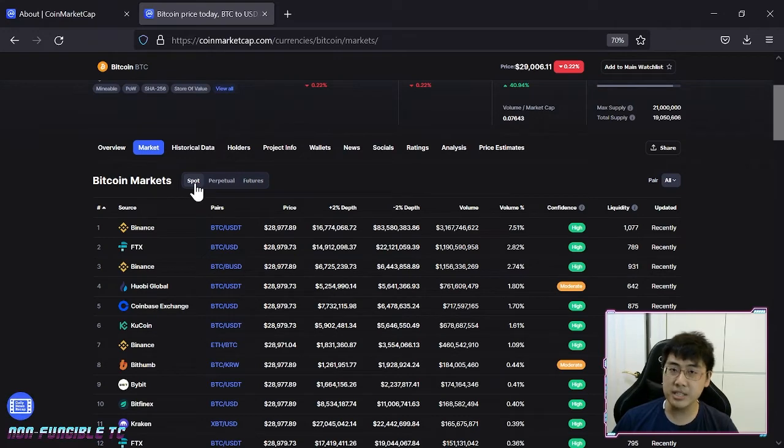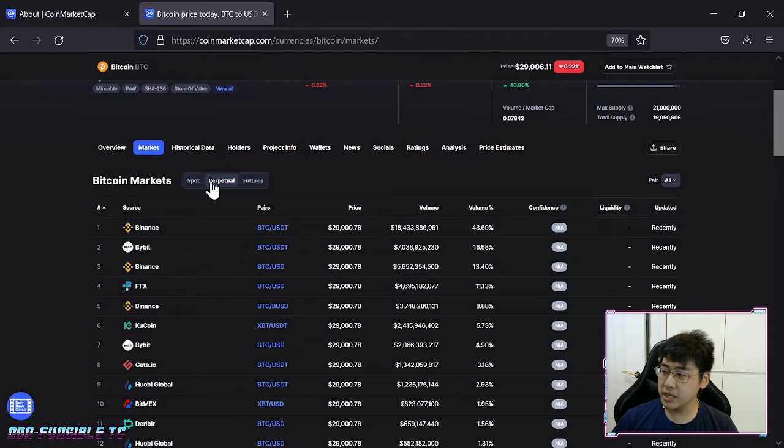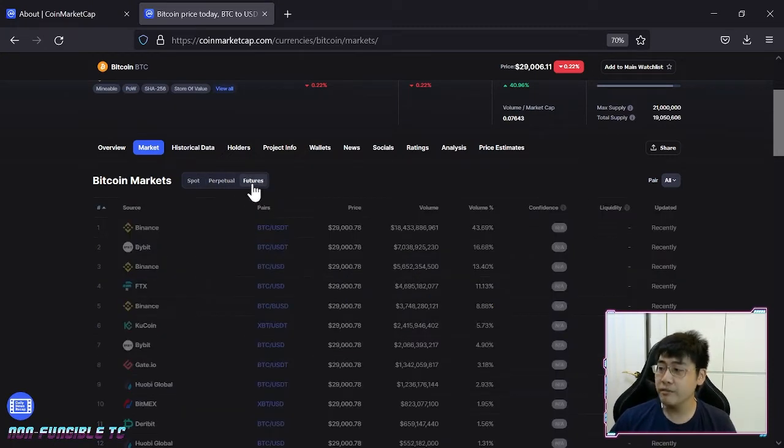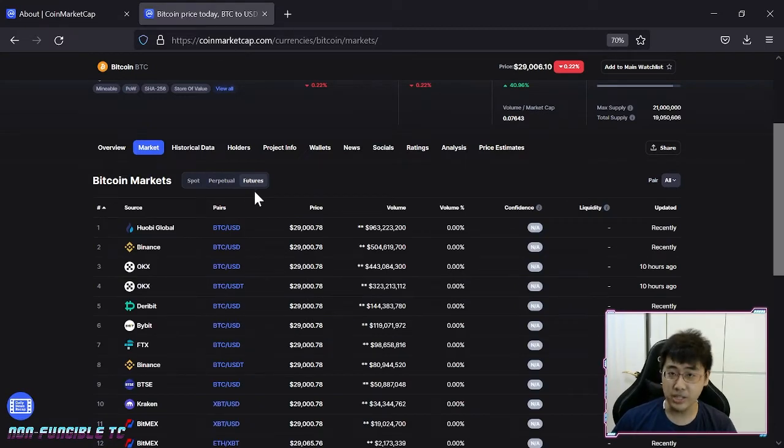Spot trading basically means that you're really buying that actual cryptocurrency, right? Perpetual is basically, I think it is related to trading futures. I'm not very well versed with futures trading, but it basically has something to do with contracts. And then you have futures, right? Futures is kind of like, oh, you're trading the price of a certain token and guessing whether it goes up or down or goes to a certain price.